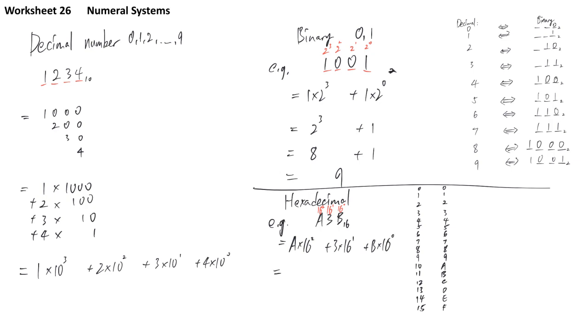When we decompose it, we want to change it to the decimal system. So A, we translate to 10. And 3, we don't need to change. B, we translate to 11. It will become 2560, plus 48, plus 11. So in hexadecimal, these 3 digits together represent 2619 in the decimal system.